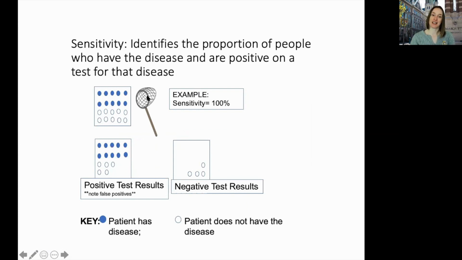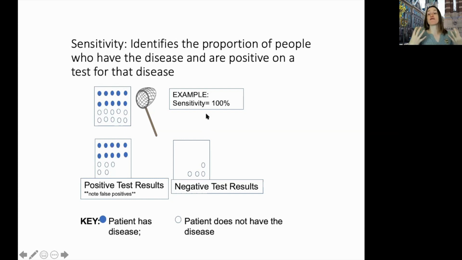So you can see we have our net. This is the test, and these people in blue are the people with the disease, and these people in white do not have the disease. So the test is 100% sensitive. This net is going to catch everybody in the blue, but it could also catch some people in the white. So we may have some false positives with this sensitivity.